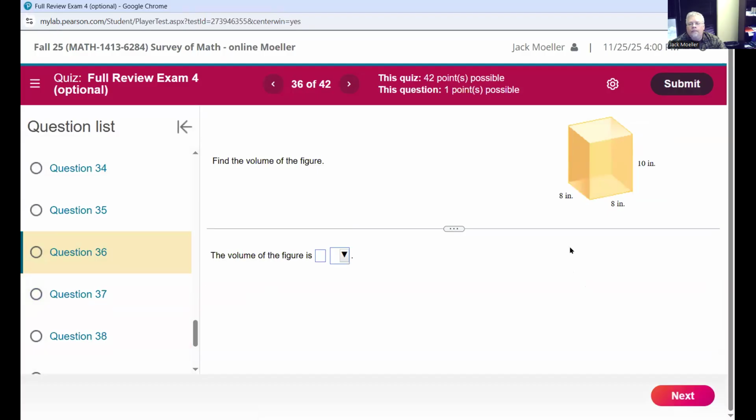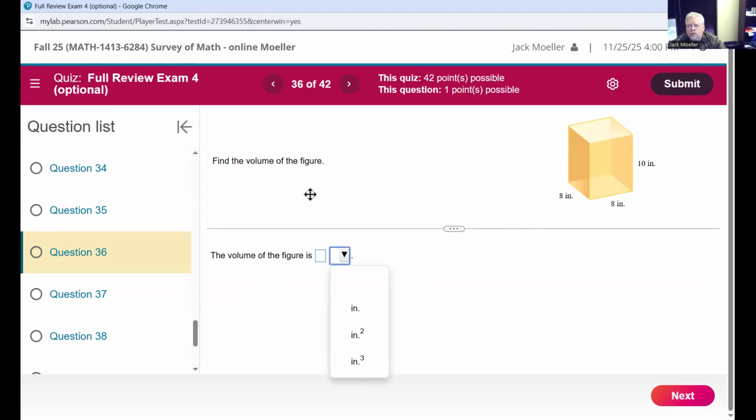All right. Okay, so now we get into volume. So how do you find the volume of a box? It's just length times width times height. Doesn't matter if it's a cube or if it's a rectangular box. The only difference with the cube is all three of them will be the same, but it's still length times width times height.